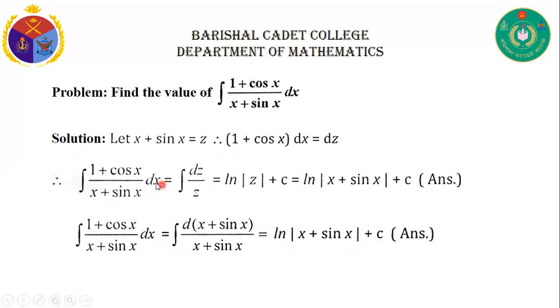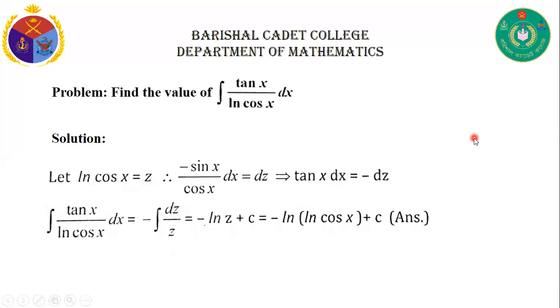So we again use the formula, that is f prime x divided by f of x. So for the integration of this, we have two ways. We can take z, or we can write simply that way: x plus sine x, and its differentiation, the differentiation of x plus sine x. So that is ln of f of x.